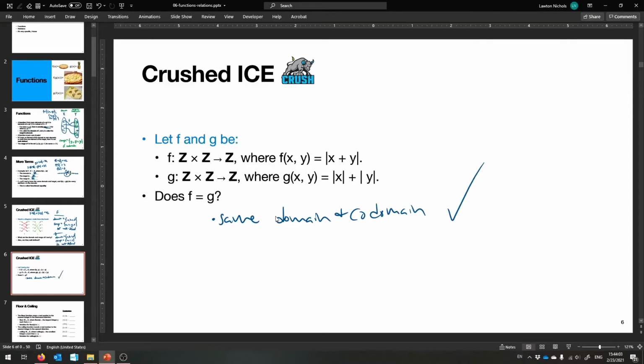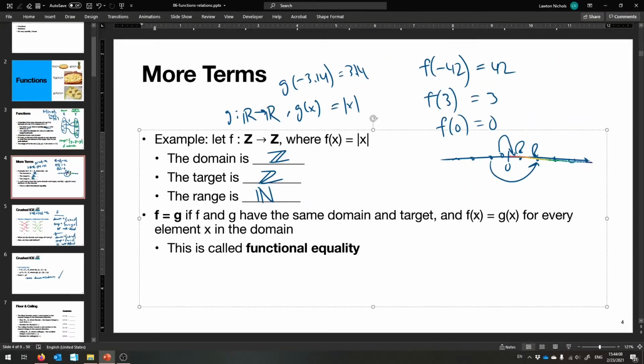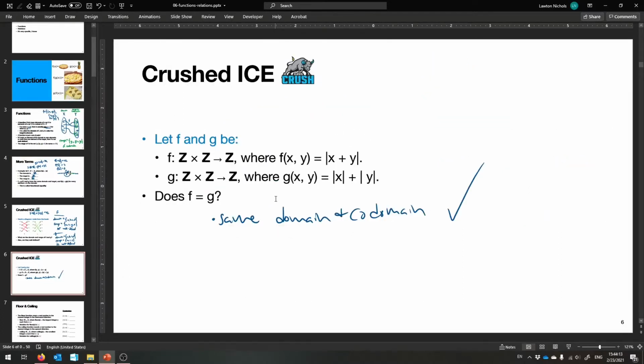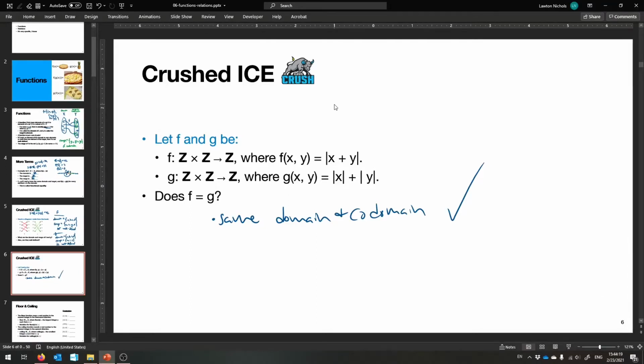Perfect, check. All right, now we need to make sure that for every element of the domain, the functions agree. Okay, so now we need to put our thinking caps on because this is going to be interesting. And I think you might notice that it's possible to make a counterexample. Let's take f of (2, -2) and g of (2, -2). We need to make sure that those are equal to each other.